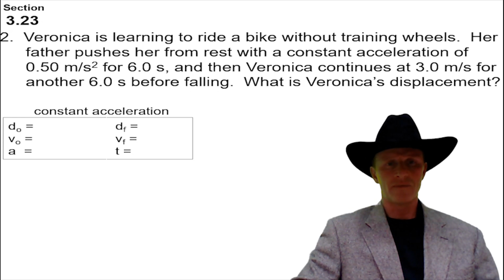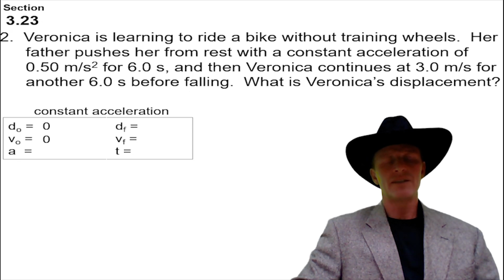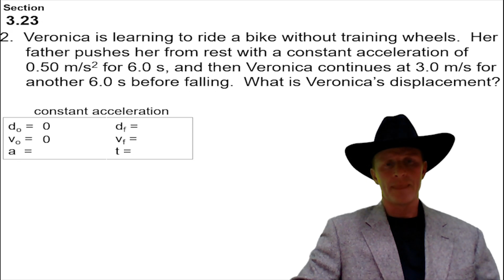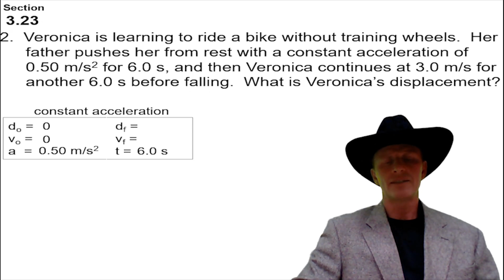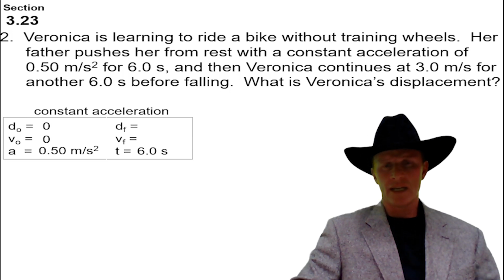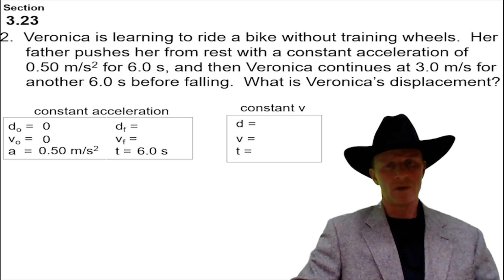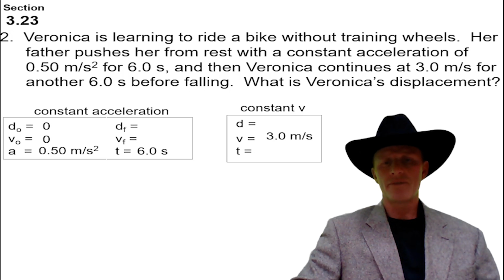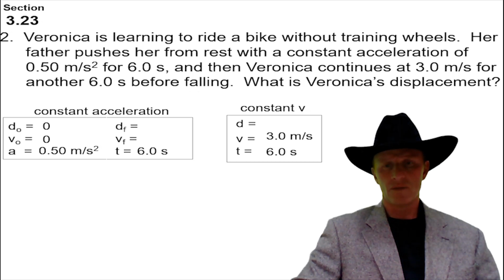So let's start. Her father pushed her from rest with a constant. From rest, that tells us that VO is 0. With a constant acceleration, we're speeding up, so that's 0.5 for 6 seconds. 6 is your T. That's about all we have here. And then, little box, she continues at 3 meters per second for another 6 seconds before falling. What is the total displacement?